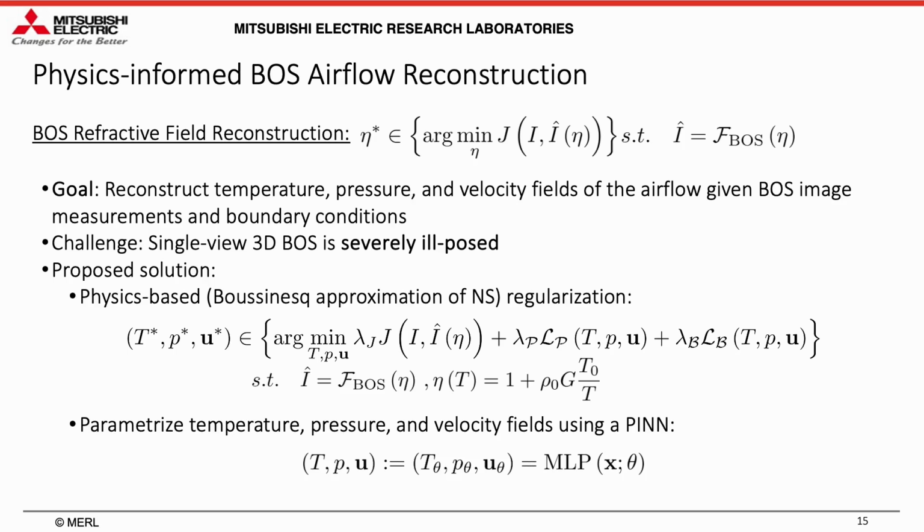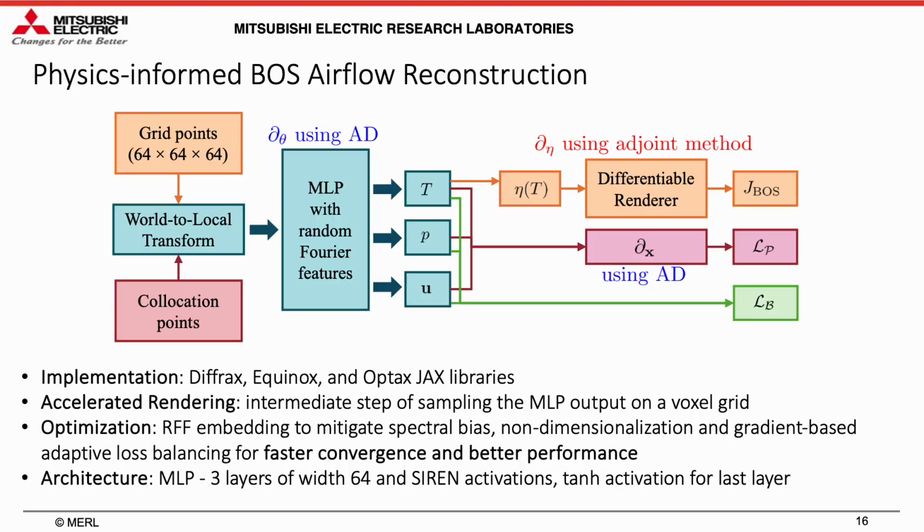And so we approximate the physics of the airflow using a Boussinesq approximation of the Navier-Stokes equations, and that constitutes our PDE loss. And the way that the airflow parameters relate to the refractive field is through eta, the Gladstone-Dale equation, which is shown over here as eta equals 1 plus rho g T0 over T. And finally, the airflow parameters themselves, so T, P, and U, are parameterized using a multilayer perceptron that has weights theta. And so now we're solving for the weights theta that generate the temperature, pressure, and velocity profiles.